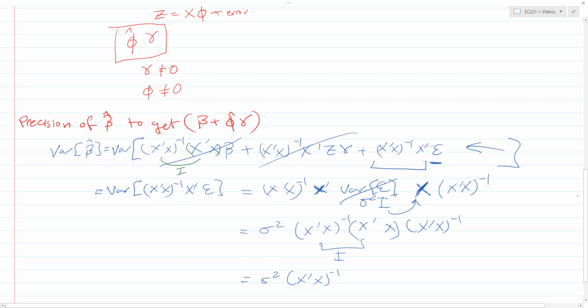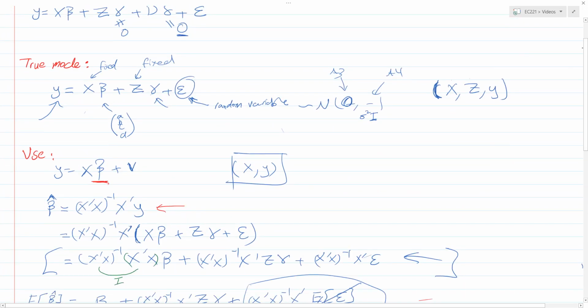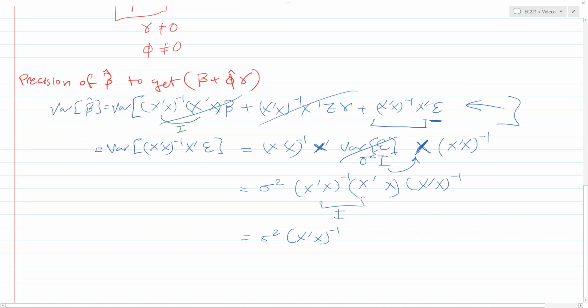Now what does that mean? Is that good? Is it less precise than estimating beta in the full model, in the true model? Well, no, because we know from previous lectures that the variance of beta hat in this true model is sigma squared x prime x inverse. So the precision of beta hat is the same if we know sigma squared.